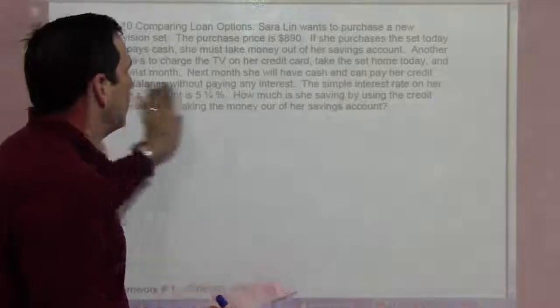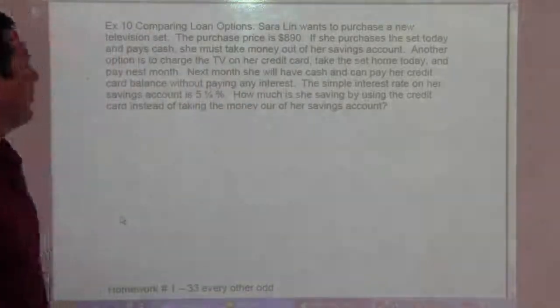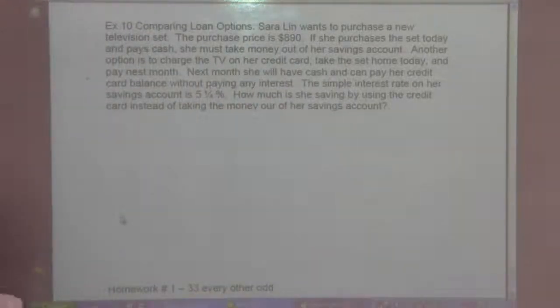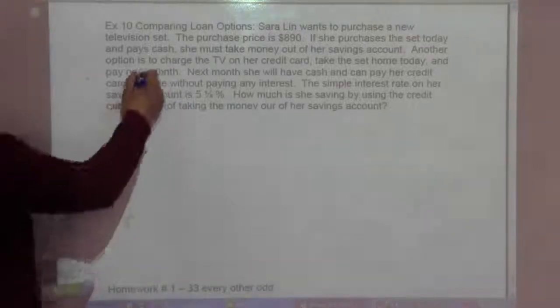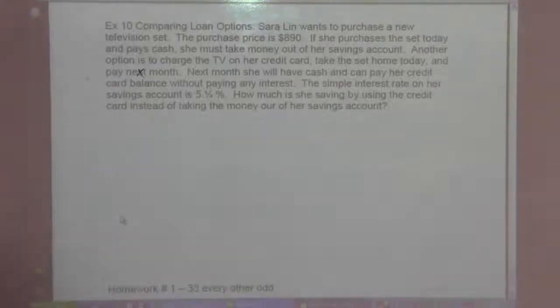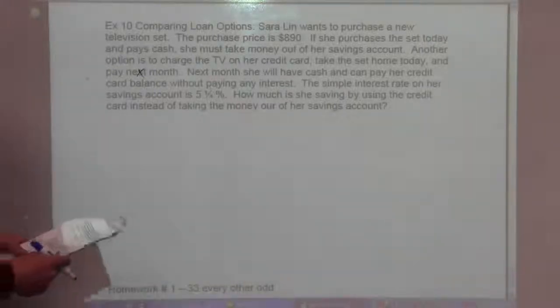Comparing loan options. Sarah Lynn wants to purchase a new television set. The purchase price is $890. If she purchases the set today and pays cash, she must take the money out of her savings account. Another option is to charge the TV on her credit card, take the set home today, and pay next month. Next month, she will have cash and can pay her credit card balance without paying any interest. The simple interest rate on her savings account is 5.25%. How much is she saving by using the credit card instead of taking money out of the bank?